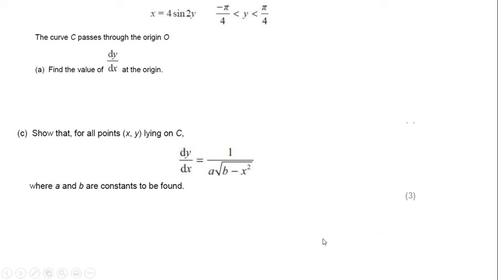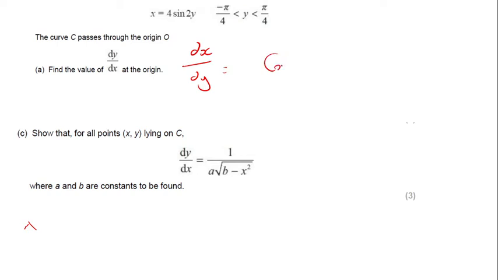Okay, curve C passes through the origin, find dy over dx at the origin. Okay, so what we're going to do first of all is I'm actually going to try and differentiate this one here. Of course that's with regard to y, so when we differentiate this, we're not going to get dy over dx, we're going to get dx over dy.